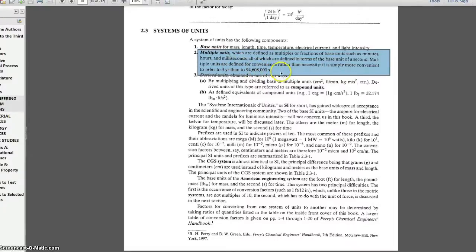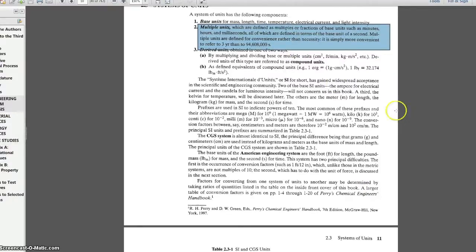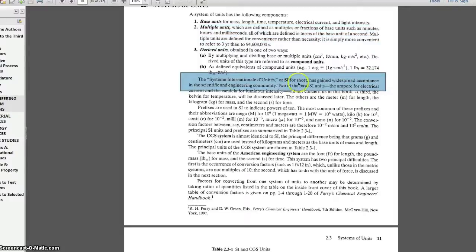And next is what they call the SI system for short, which is the Système International des Unités, probably French. Go and ask someone how to pronounce it. I have no idea. Sorry about that. So this SI unit has gained widespread acceptance in the scientific and engineering community. We use this a lot.